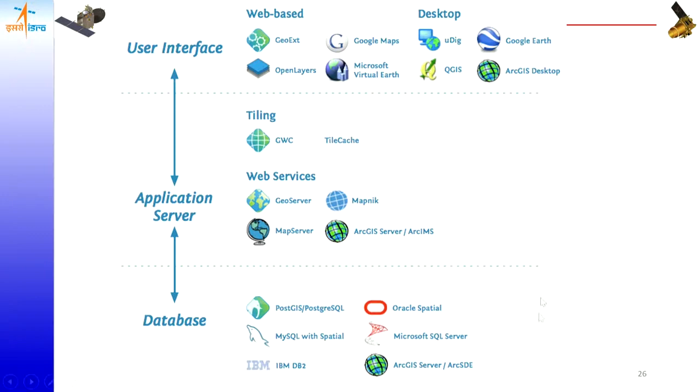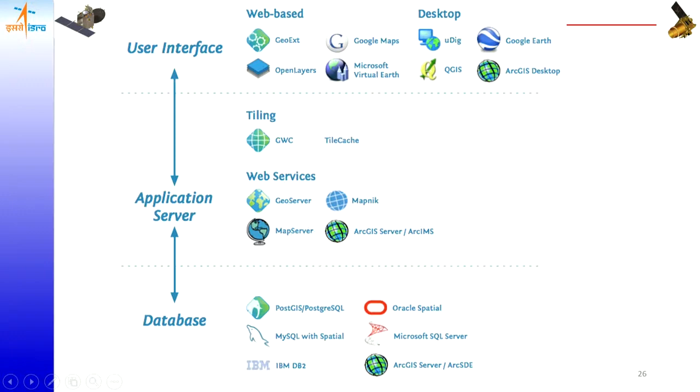From the database perspective, there are commercial players like Oracle Spatial, ArcGIS Server, and Microsoft SQL Server, but we can also use Postgres or MySQL with spatial functionalities. For the application GIS server, as I said, we can use GeoServer or commercial ArcGIS, and in open source we also have MapServer and Mapnik.